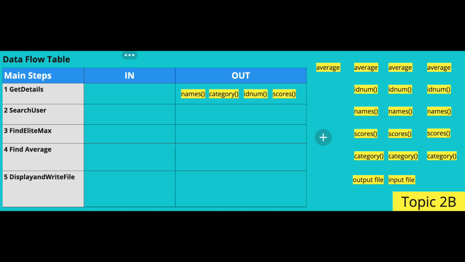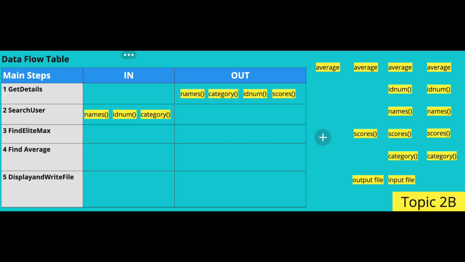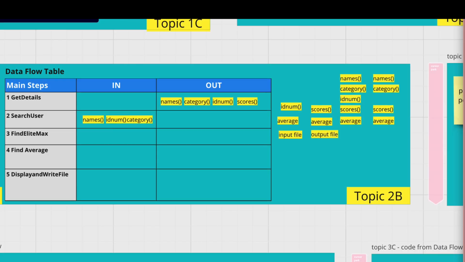Yeah, so step 1's done there for us. So moving on to step 2, when we're searching for a user, we can type in a name or a contestant's number in order to find a category. So for this, we'd need the names. We'd also need the ID number, and we would also need the category as well. So they would be the 3 things that are passed in for this search here. I'll see if I can fit that in there, sorry. So they're the 3 things that are passed in for that search.